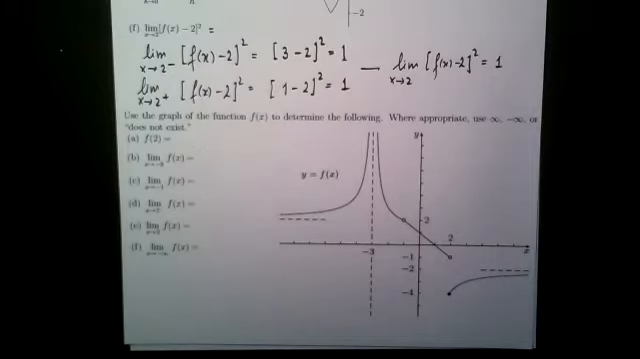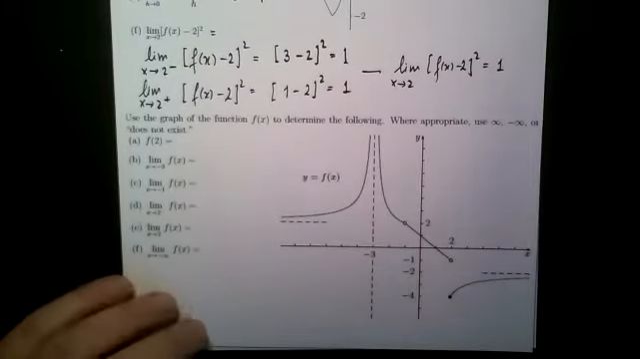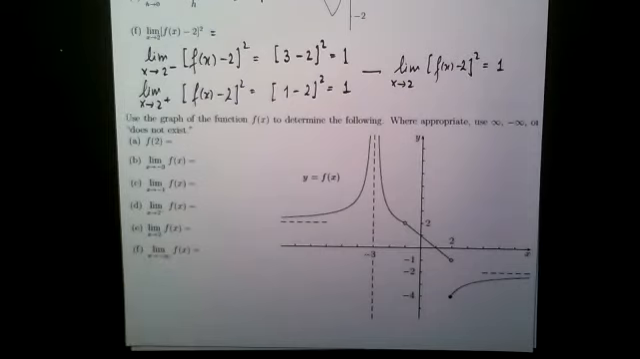Monique, you here? There's a lot of noise in my house. Okay, all right.